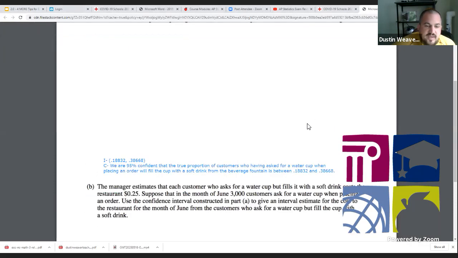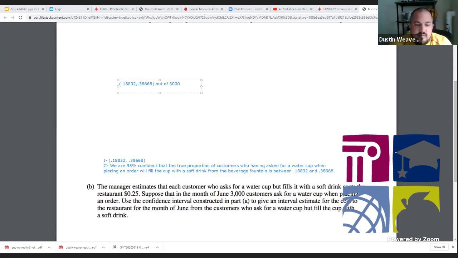Okay, let's look at B. The manager estimates that each customer who asks for a water cup but fills it with a soft drink costs the restaurant 25 cents. Suppose that in the month of June, 3,000 customers asked for a water cup when placing an order. Use the confidence interval to give an interval estimate for the cost to the restaurant. All right, so we know that between 0.18832 and 0.38668, we know that that proportion of people will ask for a water cup. Well, we need that out of 3,000. So how many people is that out of 3,000?